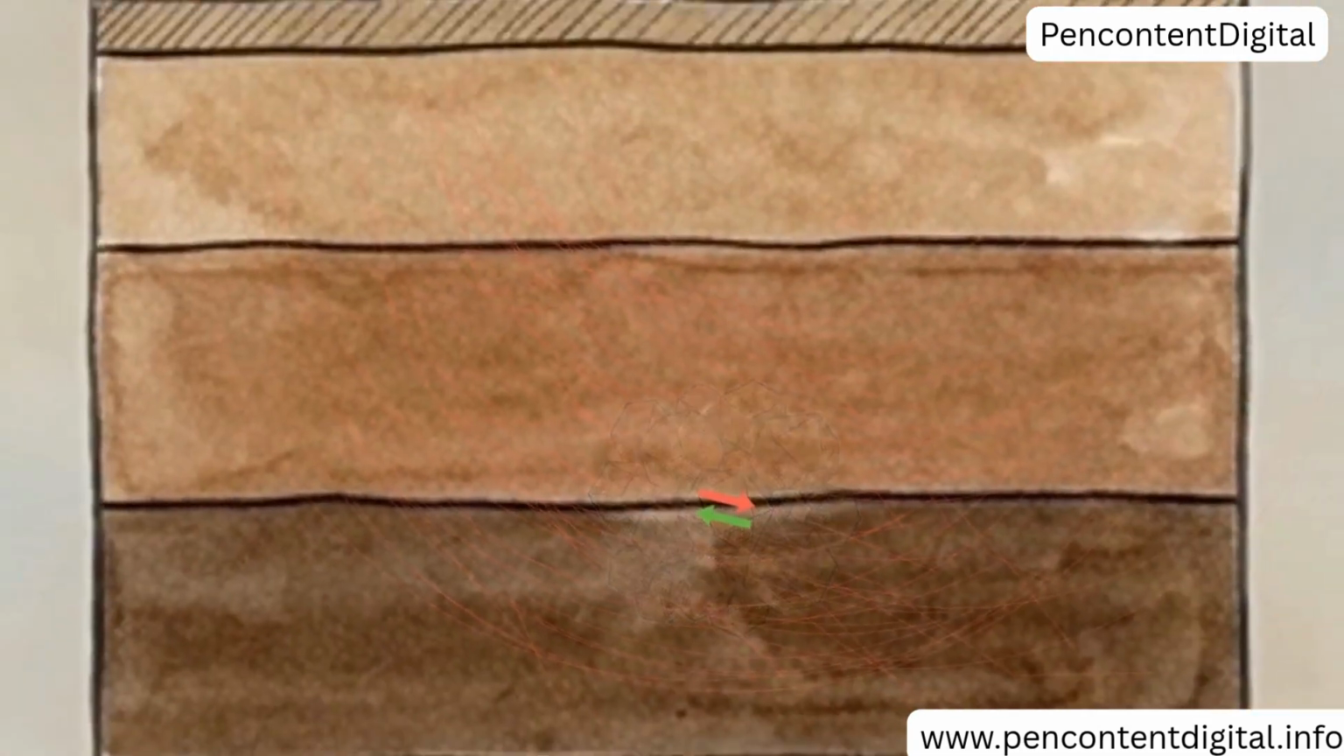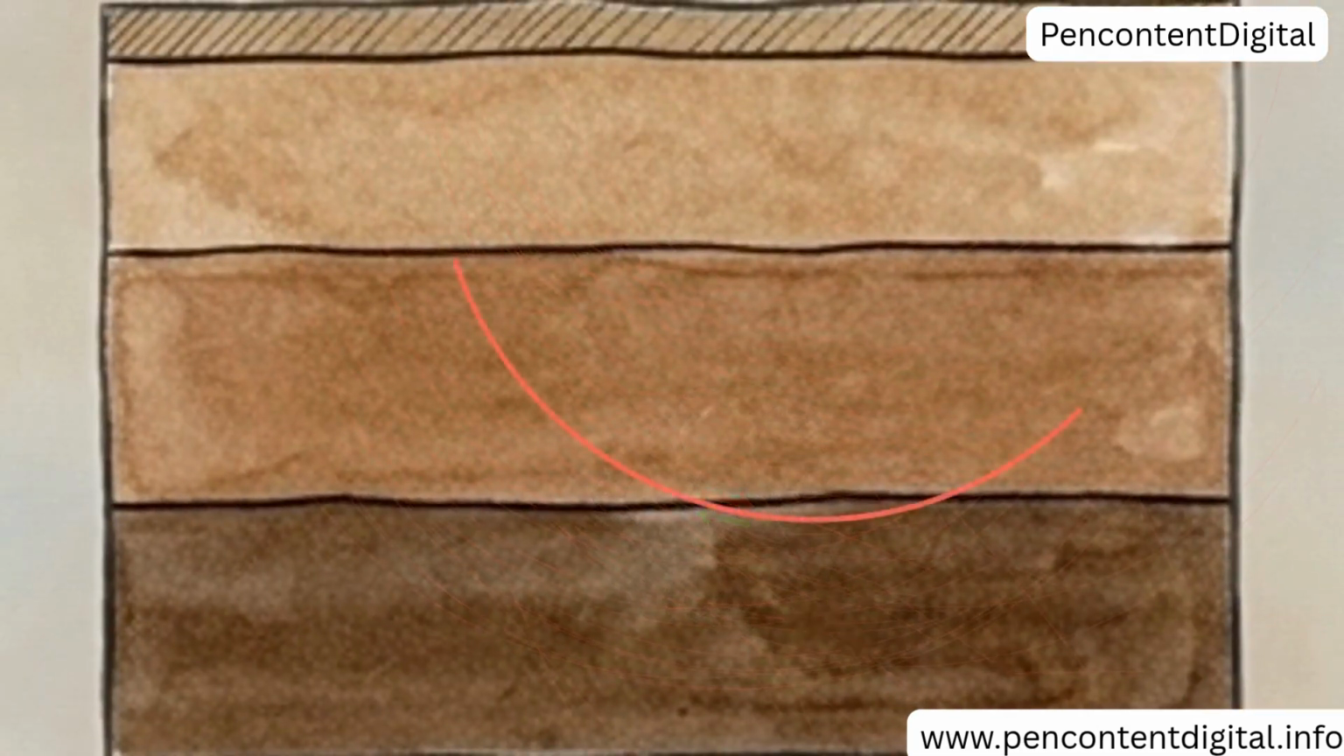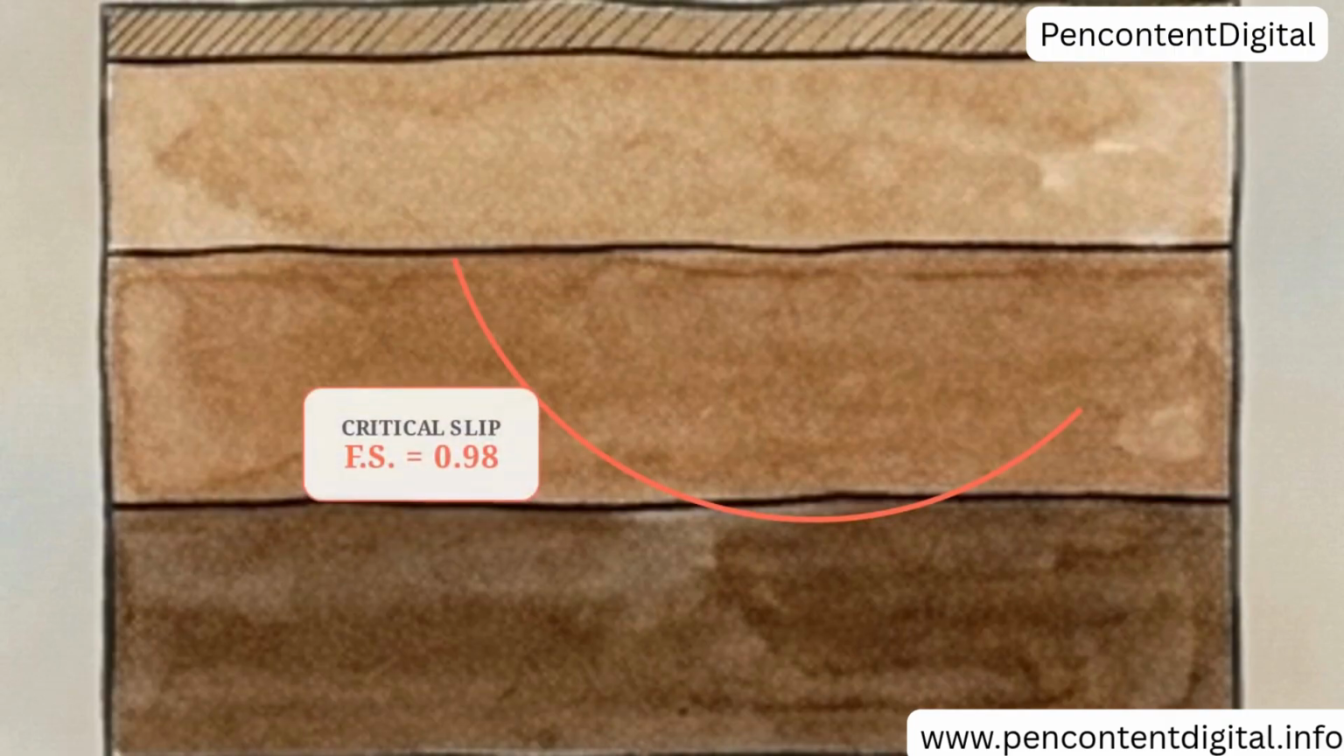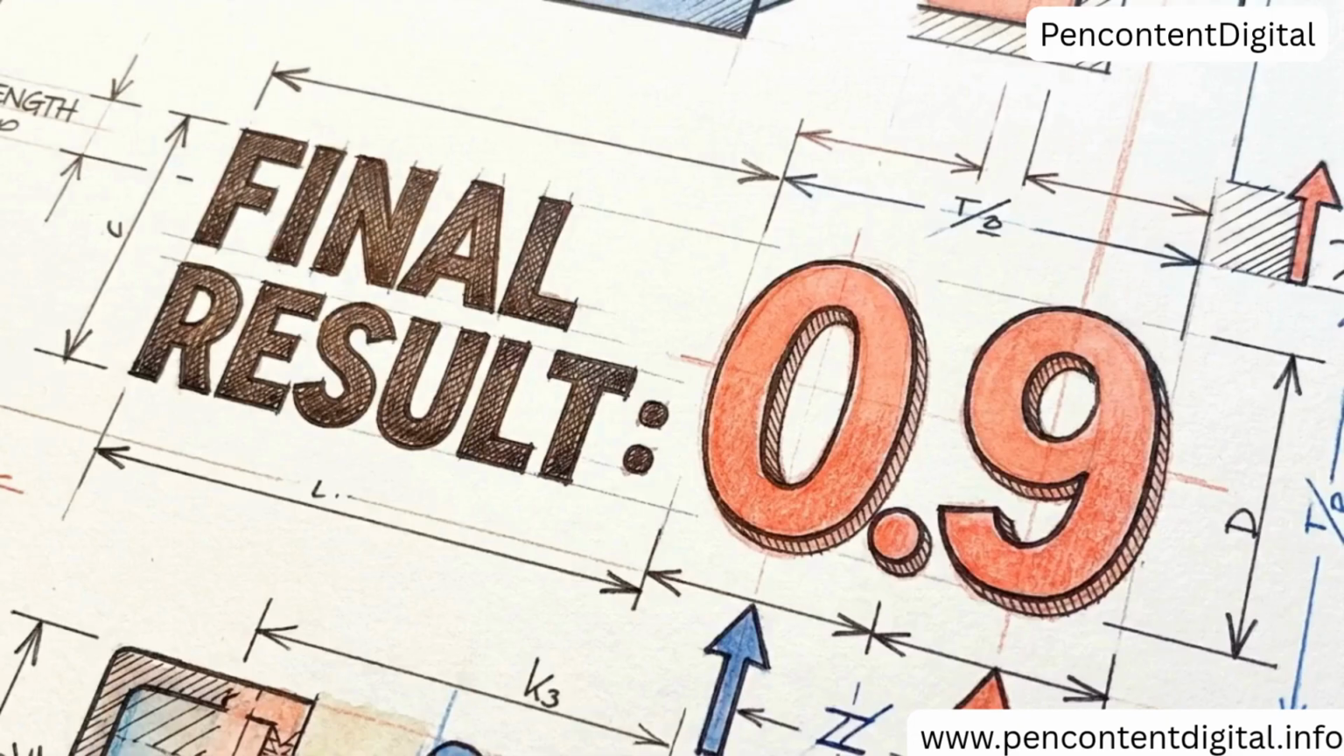The software iterates through thousands of these potential fracture planes in a matter of seconds, hunting for the exact path of least structural resistance. Along every single line, it compares the driving forces pushing down against the soil's shear strength holding it in place. Out of those thousands of tests, the software isolates the single most critical slip surface, shown here in red, where failure is most imminent. This specific critical fracture plane is where the software calculates the final factor of safety.